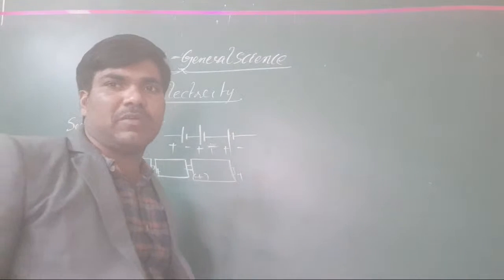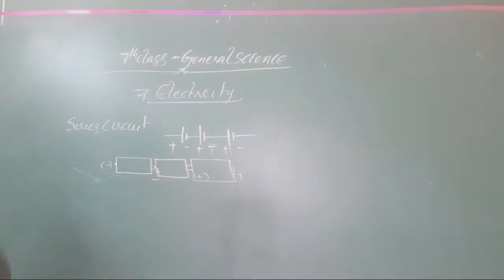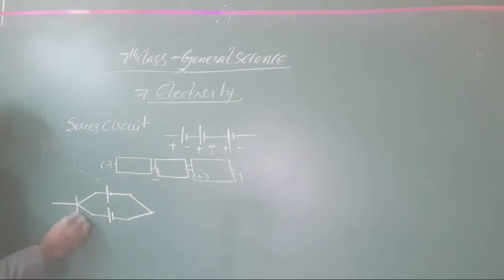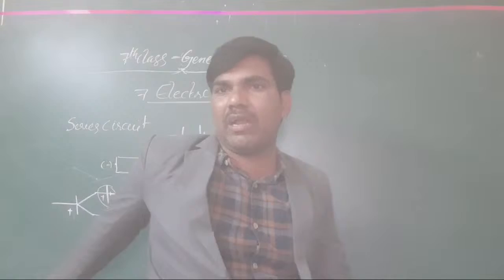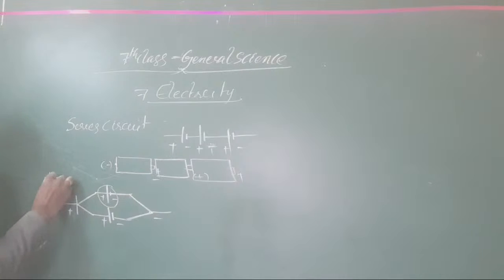Next, the parallel circuit. A parallel circuit is nothing but common terminals connected at a common point. Here there is a positive terminal and here a negative terminal. These components are positives, these components are negatives. Like this it is called a parallel connection.